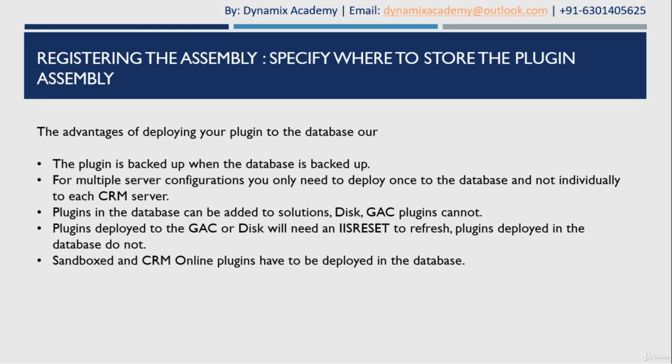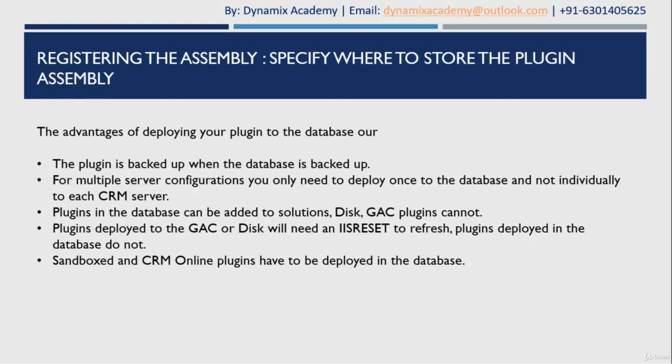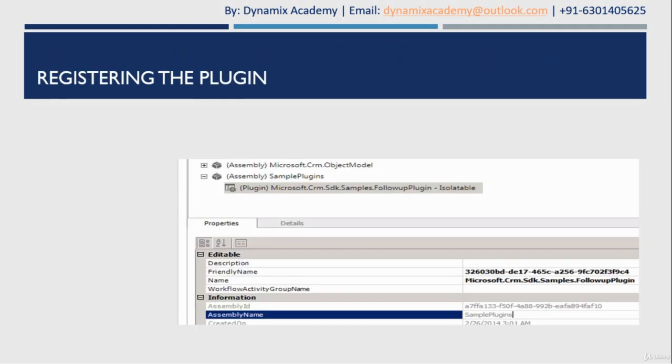So having said that, that is the end of how you can register an assembly, where we have seen in detail how to register an assembly, what the isolation modes are, and what the different places are where you can store the assembly. So let us now move on to the next section.